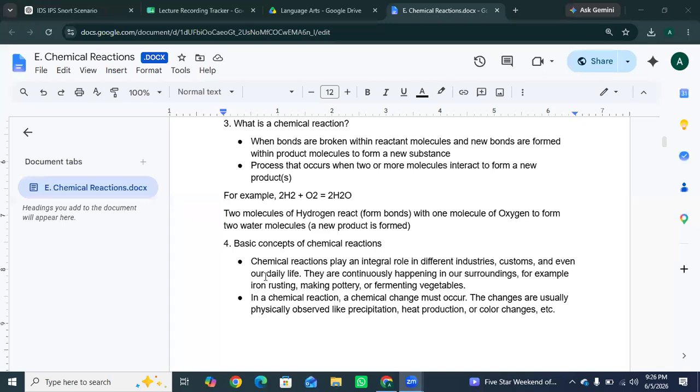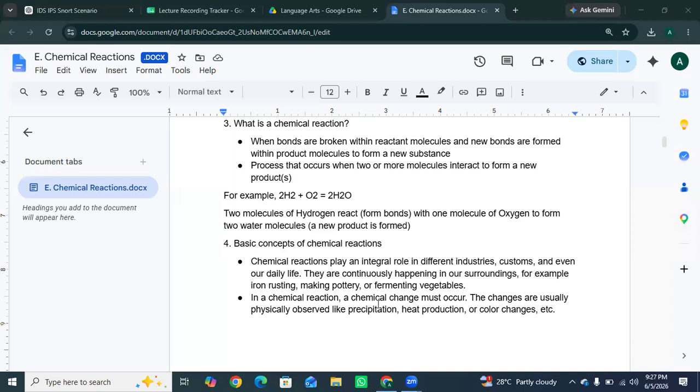So, the next one is the basic concept of chemical reactions. Okay. So, basically, students, chemical reactions are not just for science labs, they happen around us every day. Chemical reactions play an integral role in different industries, customs, and even our daily life. They are continuously happening in our surroundings. For example, iron rusting, making pottery, or fermenting vegetables.